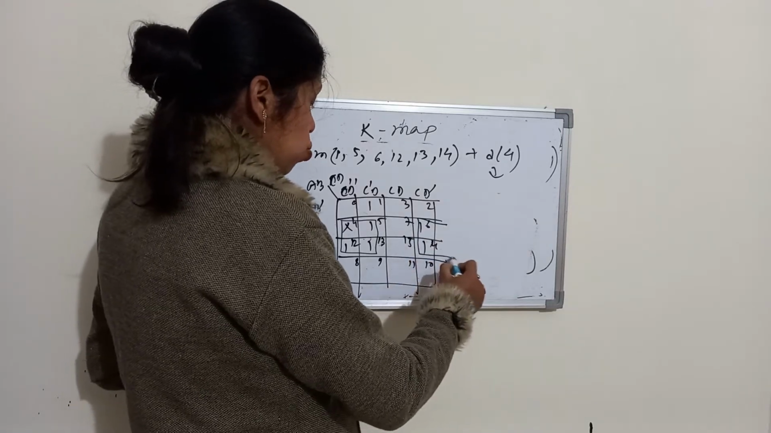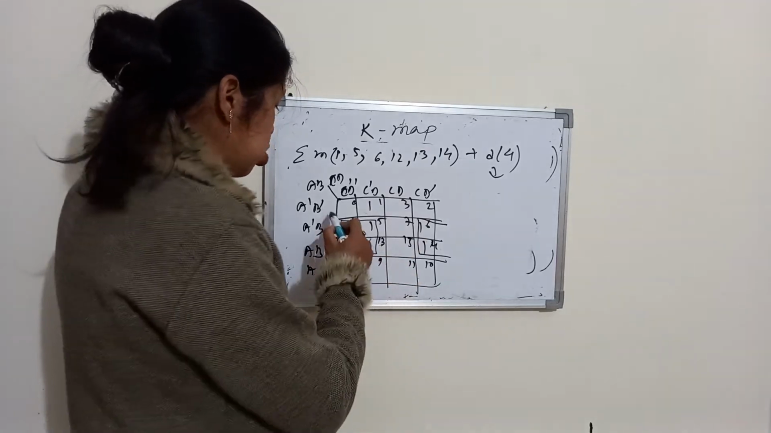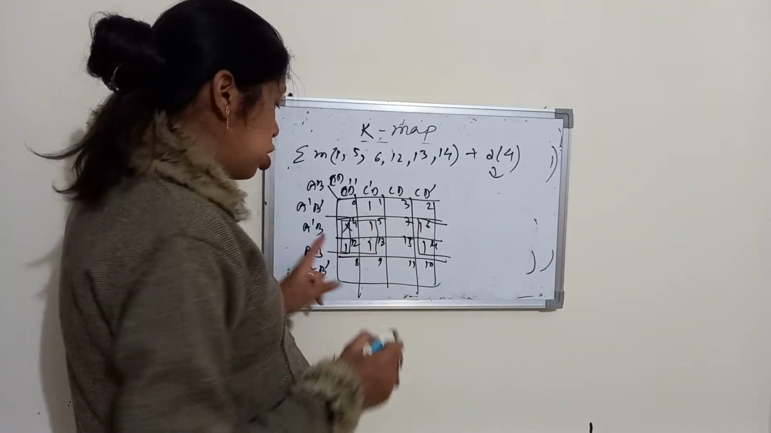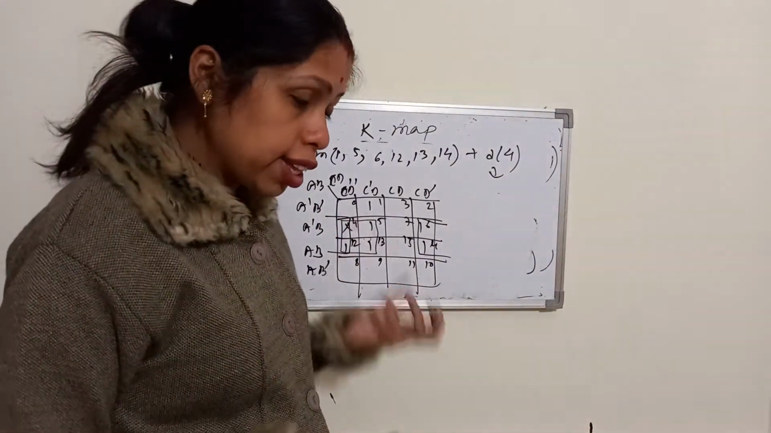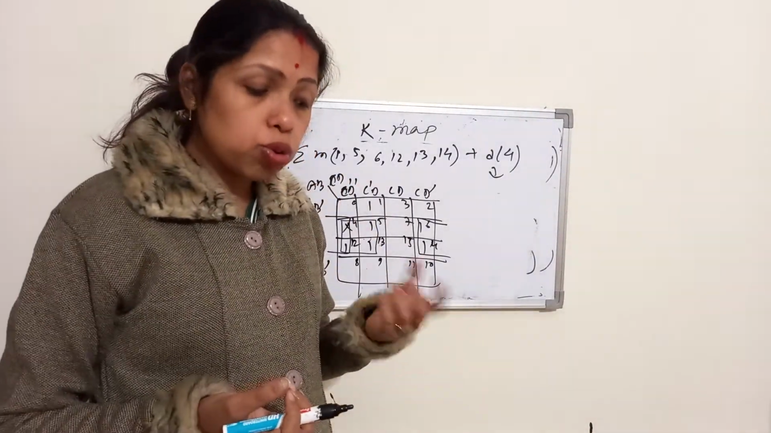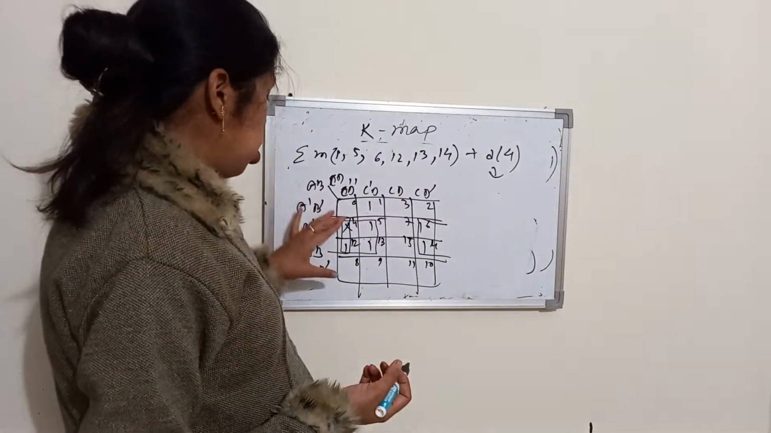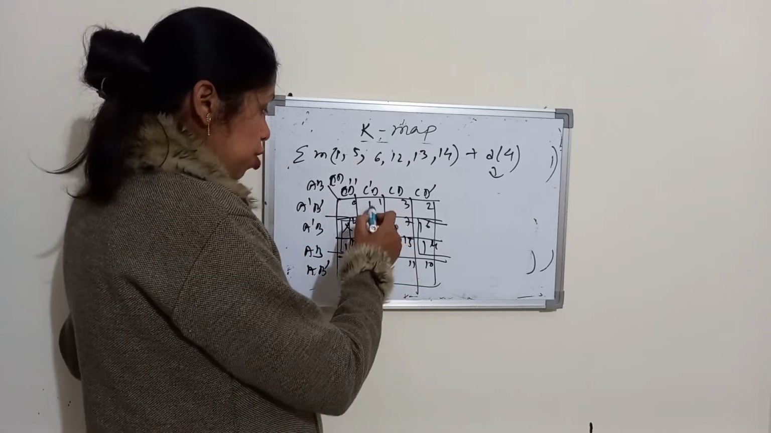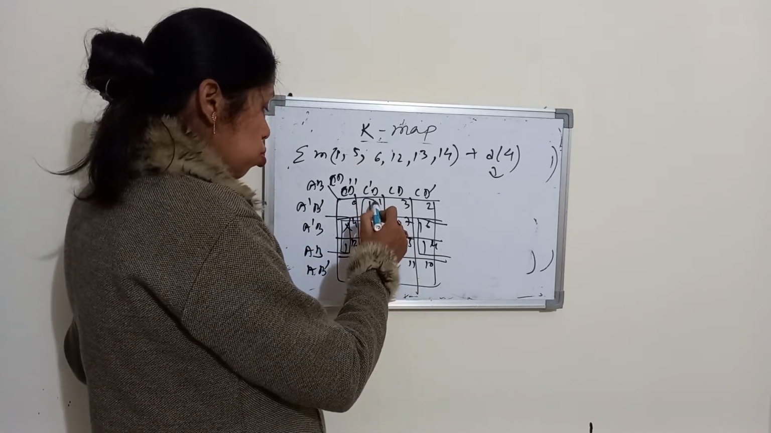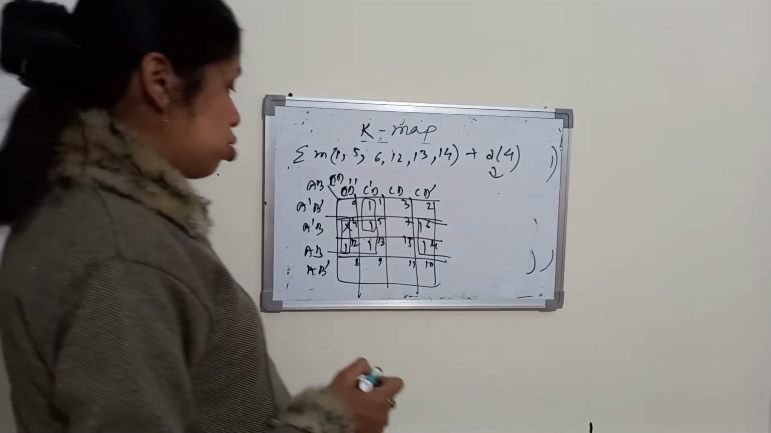Next is this one. Here also, for making a second quad, if I include these two ones and this don't care along with the one, this is also possible. So I have to first take the maximum possible quad, whether it includes a don't care or not, that I will not check. Now this one is left. For that I can take this one, right?